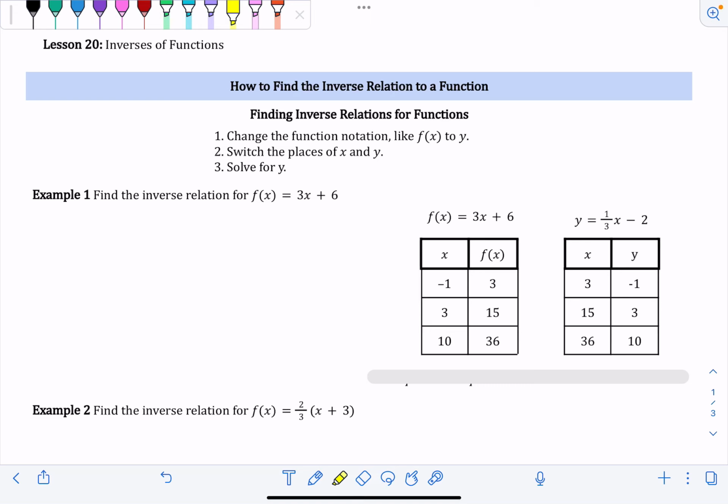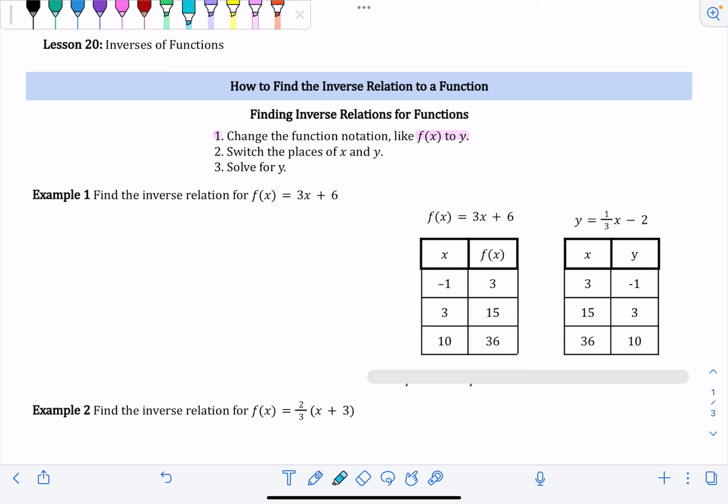Lesson 20 is inverses of functions, and first we're going to learn how to find the inverse relation to a function. So there's 3 steps to this process. Step number 1 is going to be to change function notation, like changing f of x to y. We know that f of x and y are interchangeable, and for these types of problems we want to deal with y as opposed to f of x.